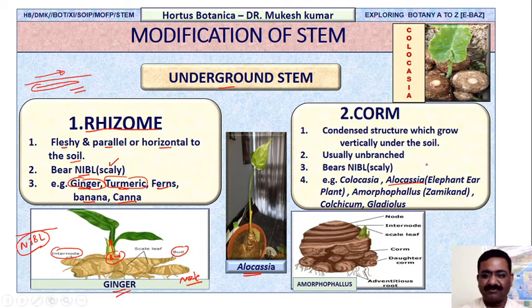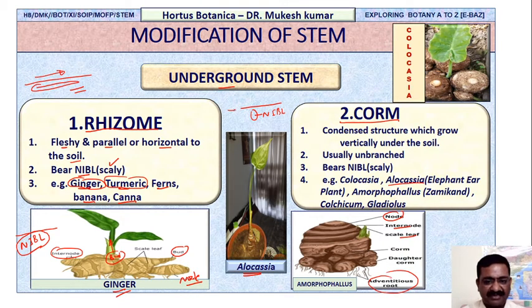Now come to the second one. This is called corm. Just opposite: in the case of the rhizome, we found that the stem grows parallel or prostrate on the soil, but here it will be just vertical. See, this is the underground condition. They also have nibble to identify stem. See, node is there, internode, leaf, okay, and adventitious roots are there from the lower nodes.